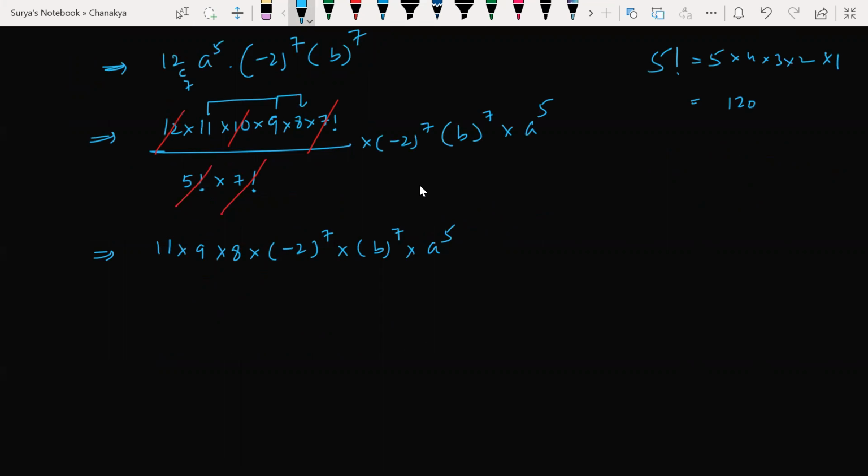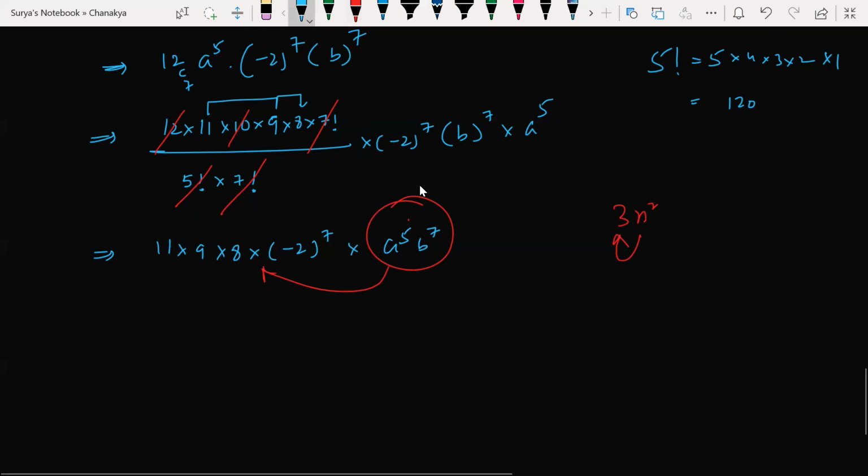So now we need the coefficient of this one, right? Coefficient of this. If I solve this, this is the coefficient or not? Look at this, if I have 3x square, if I ask you the coefficient of x square, it is nothing but 3, or not? So the coefficient of a to the power of 5 b to the power of 7, if I ask you, is going to be this one or not?